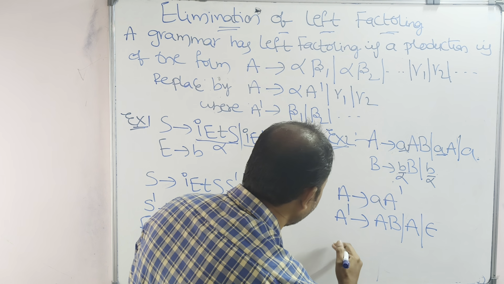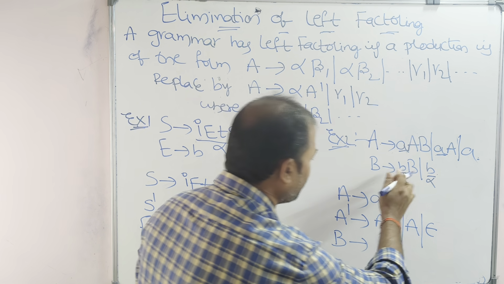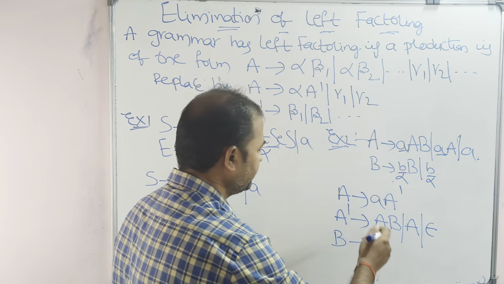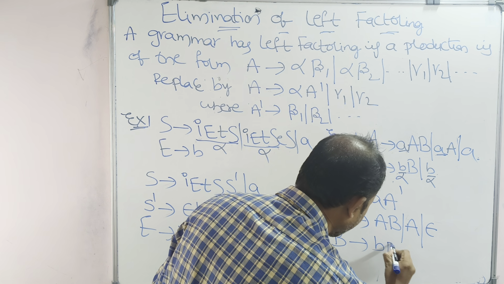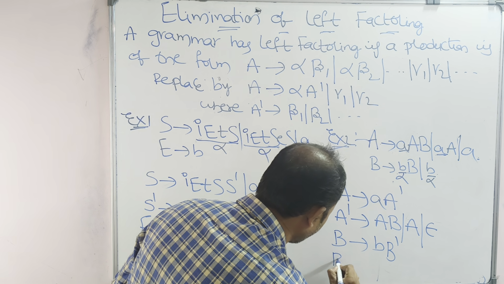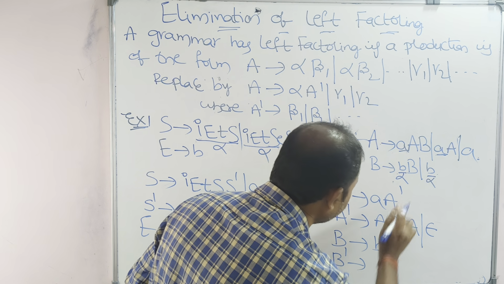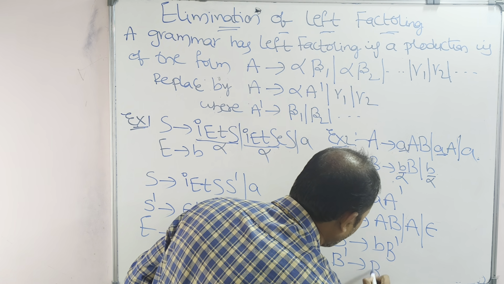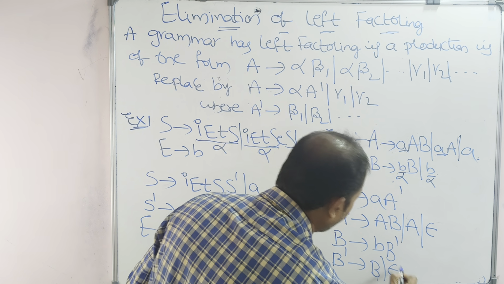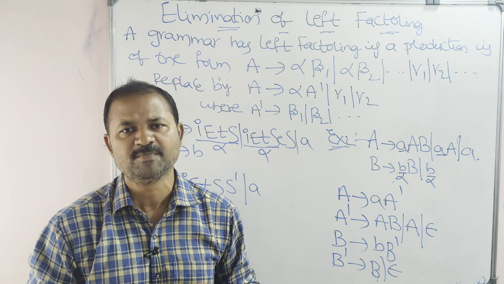So replace this production by A produces alpha B dash. What is alpha? B. Gamma is not there. Where B dash produces beta 1. What is beta 1? B, or what is beta 2? Epsilon. So likewise, we can solve any problem very easily.